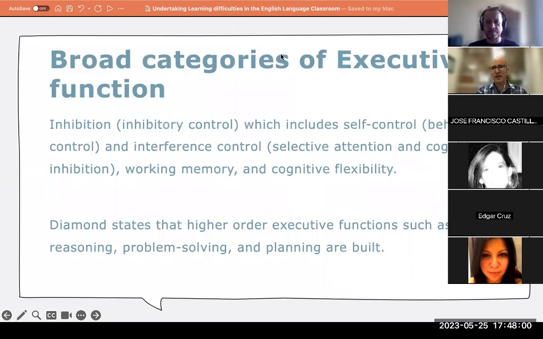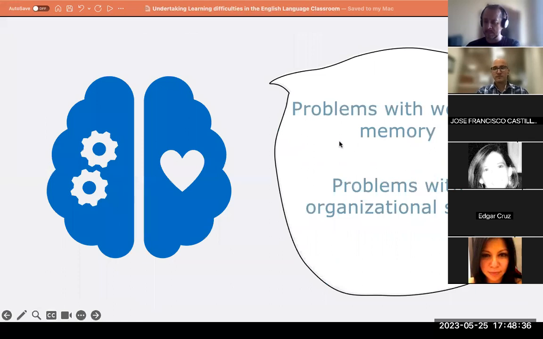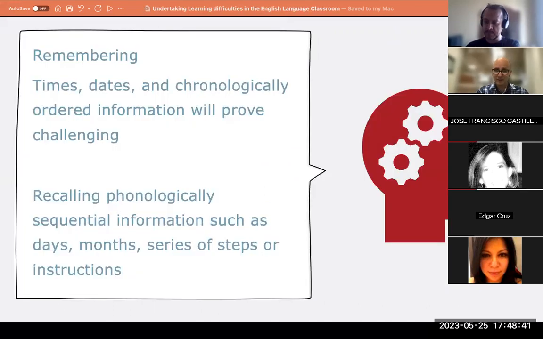Okay. Some broad categories of executive function are inhibition, the inhibitory control, which includes self-control, behavioral control, and interference control, which is selective attention and cognitive inhibition. Inside of executive function, we find working memory and cognitive flexibility. Diamond also states that higher order executive functions, such as reasoning, problem solving, and planning, are built on the executive function. Okay, so problems with working memory and problems with organizational skills.